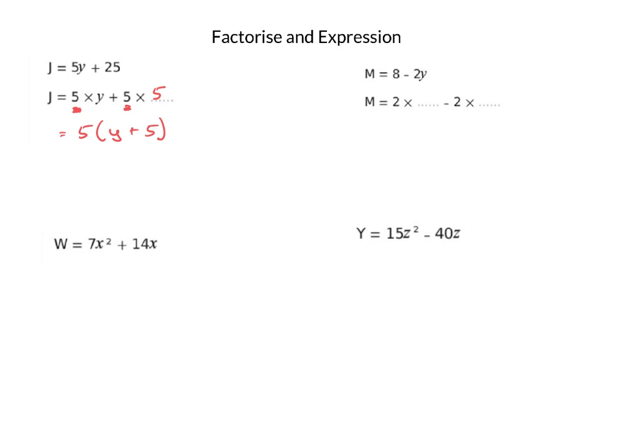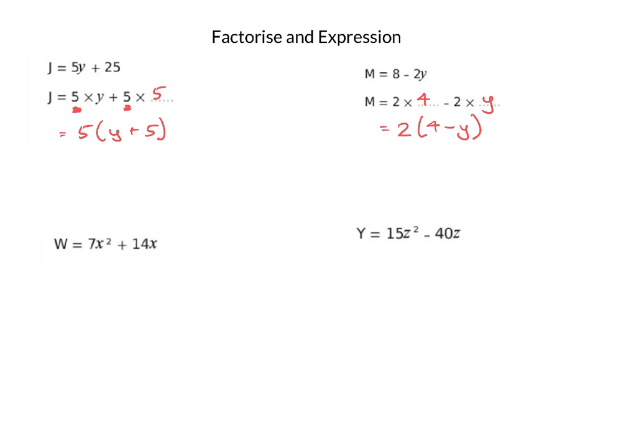On m, on the right hand side here, you have 2 times what is 8, 2 times 4, and minus 2 times what is minus 2y, it's y. The common thing here is the number 2, not minus 2, it's just 2. So 2 goes on the bracket outside, and then we go 4 minus y. Negatives are always a bit more tricky when you are factorising. If we can just check, 2 times 4 is 8, so that works. 2 times minus 2 is minus 2y.